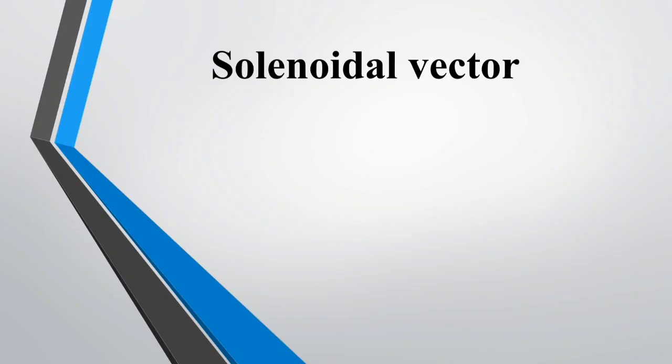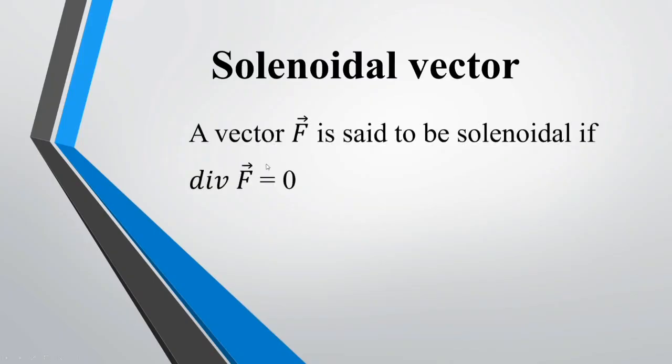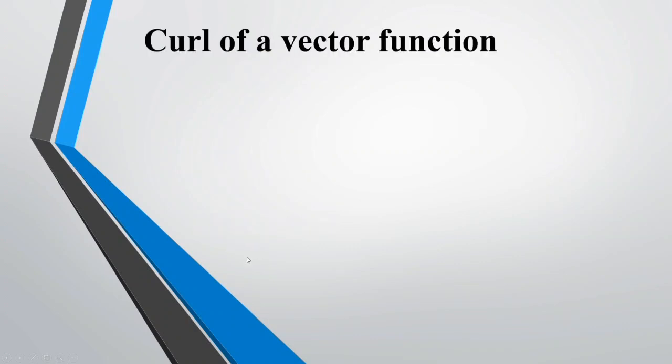The next definition is solenoidal vector. A vector f is said to be solenoidal if divergence f vector equal to 0. That is, a vector f is said to be solenoidal if del dot f vector equal to 0.